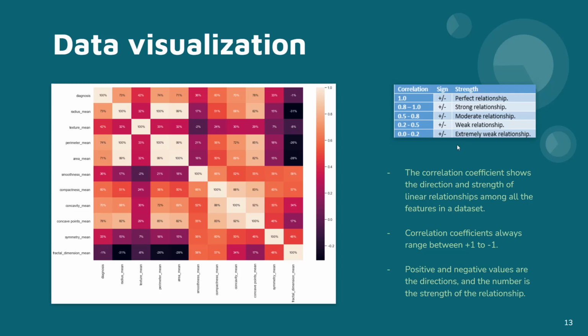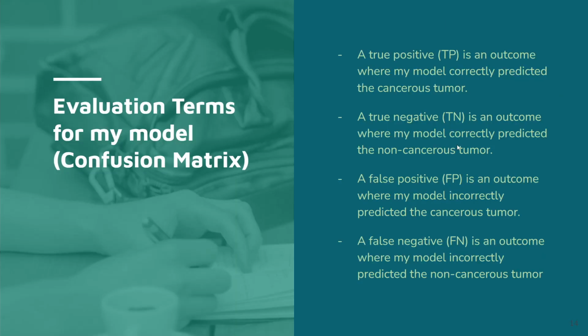In this project, I used a random forest classifier to build and train my model. These are the confusion matrices for my breast cancer prediction model. A true positive is an outcome where my model correctly predicted the cancerous tumor. Similarly, a true negative is an outcome where my model correctly predicted the non-cancerous tumor. A false positive is an outcome where my model incorrectly predicted the cancerous tumor, and a false negative is an outcome where my model incorrectly predicted the non-cancerous tumor.